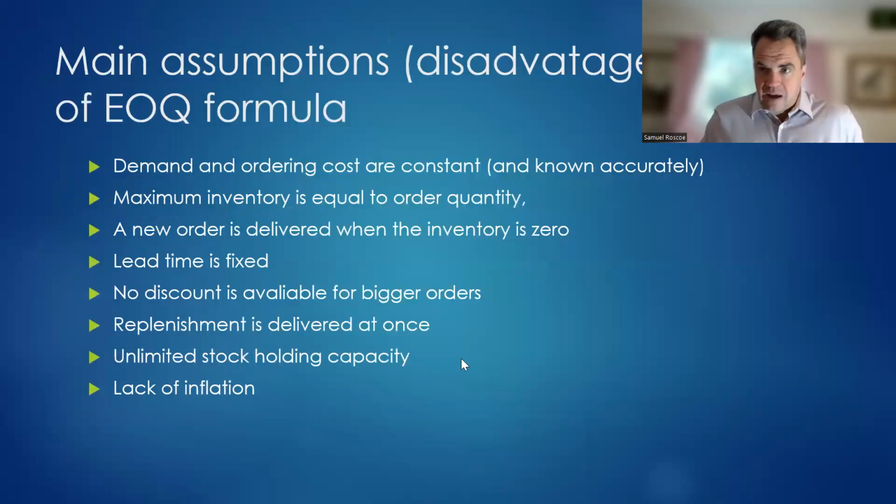So obviously there's disadvantages here. We're assuming that usage rate and that demand is constant. We know that when a new order is delivered, then my inventory is at 0, okay? In a lot of instances, that's not the case. What we want to try to do is build in a buffer.